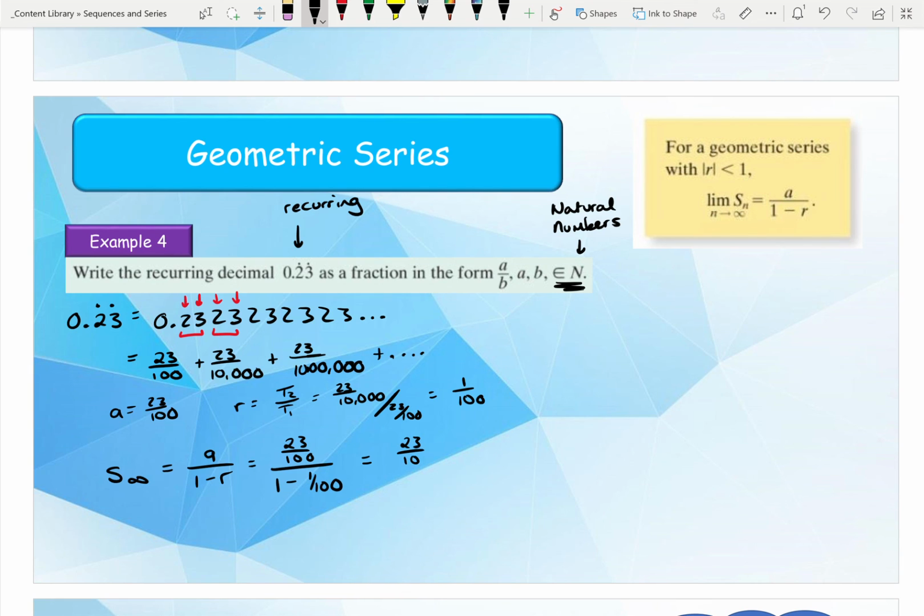So we have 23 over 100, over 99 over 100 on the bottom, which again, when you put this into your calculators, guys, you're going to get 23 over 99. So we can say, therefore, 0.23 recurring is equal to 23 over 99. And again, guys, if you press 23 over 99 into your calculator and press SD to get your decimal, you should see 0.23 recurring. And this is a nice little question when it comes up.